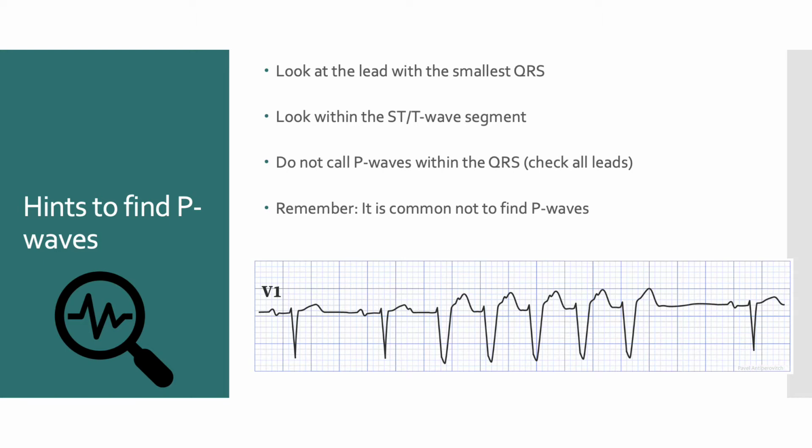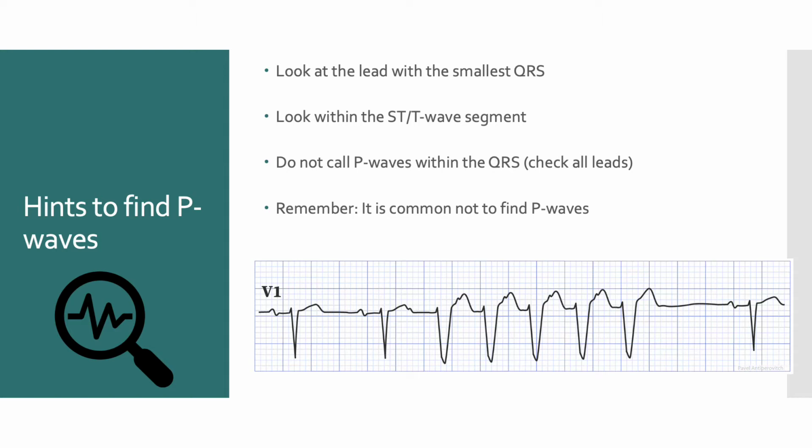Let's take a moment to go through a few hints to find the P waves. Oftentimes wide complex tachycardias are quite wide and fast, and it's very hard to see small P waves within it. The first hint is to look at the lead with the smallest QRS, because the smallest QRS gives you the biggest chance of finding the P wave.